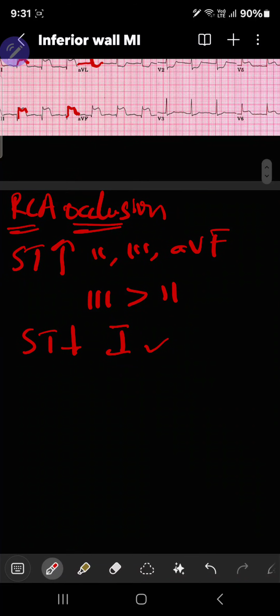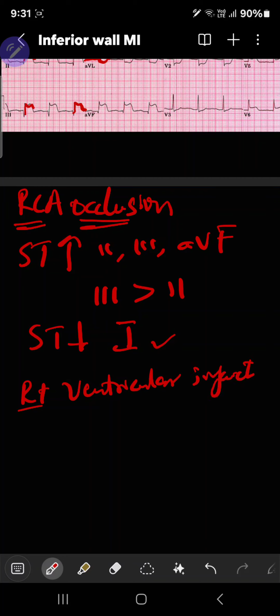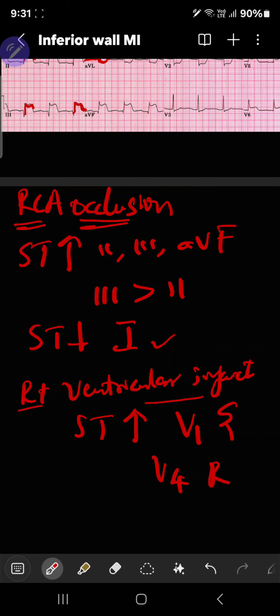And when you take the right ventricular infarction, there will be ST elevation in V1 and V4R. The right side of the chest is where we put the V4. So in right ventricular infarction, there will be ST elevation in V1 and V4R.